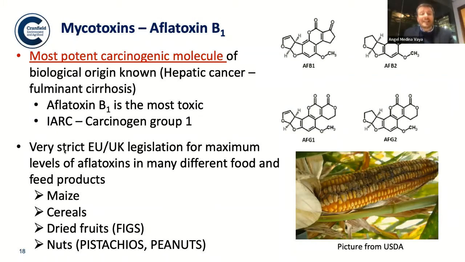This has led to very, very strict legislation on the maximum levels in different foods in the EU and the UK. The main places where you can find this are in maize, in cereals, in dried fruits, and in nuts. So if you are now at home with a nice glass of beer, having some pistachios or peanuts, don't worry, keep going. We hope they don't have this.